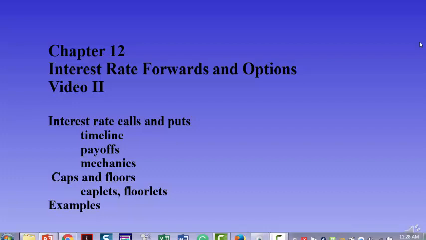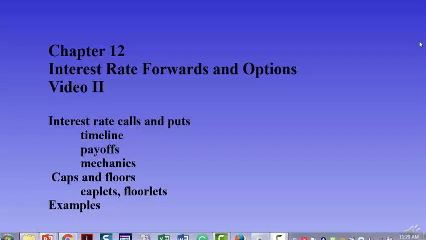This video covers Chapter 12, Interest Rate Forwards and Options. It's video 2, so we're looking at the options component of this chapter. We'll look at interest rate calls and puts. We'll draw out the timelines so that we can see the timing of the payoffs. We'll calculate payoffs. We'll look at other mechanics.